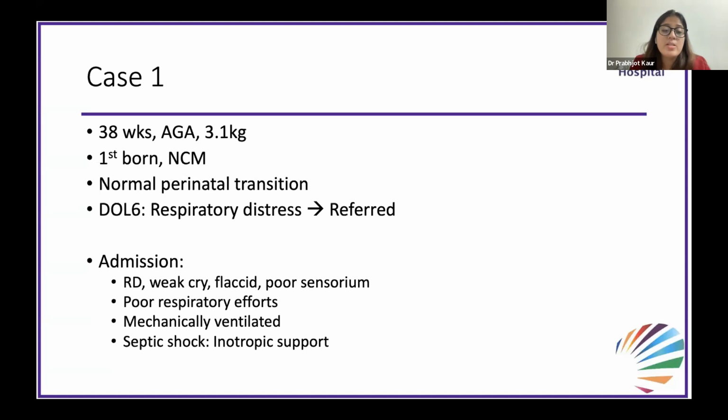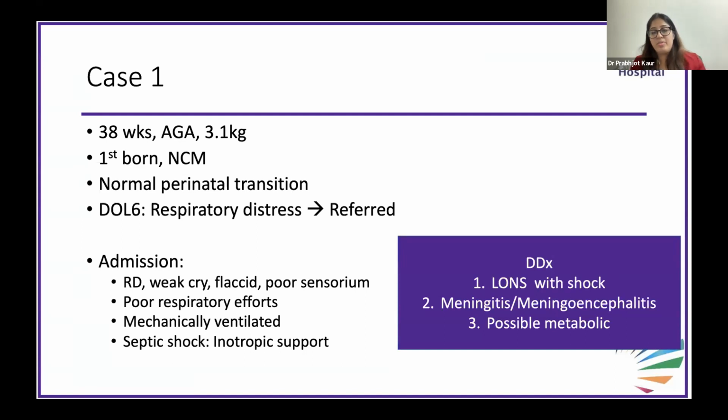So at the time of admission with us, the child had respiratory distress, had a weak cry, was flaccid. The alertness was less. There were less spontaneous movements. Respiratory efforts were poor. And for these things, the baby was ventilated. The baby also had shock requiring inotropic support. So at this time of presentation, our differentials will include late onset neonatal sepsis with shock, with the possibility of associated meningitis or meningoencephalitis. Possible metabolic disorder because the child was absolutely well till day 5 of life, but yes, it comes lower down, not upfront.